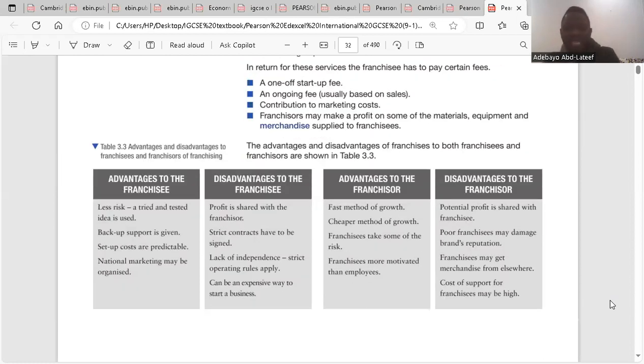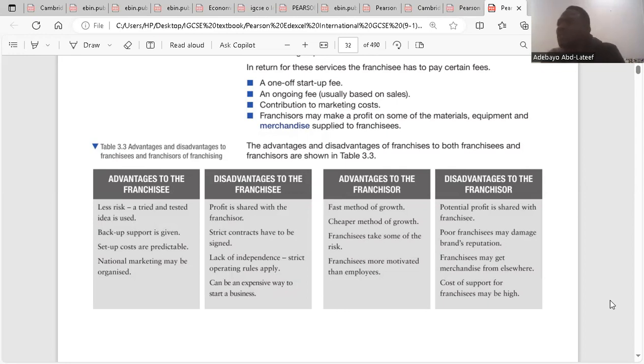So we have advantages of franchise to the franchisee. One, it is less risky. Unlike when you're starting your own business, starting your own business is risky. The risk is high because your business might not sell. But when you are buying a franchise, you are buying a franchise of a business that is successful. So your business might also be successful. So the risk is less.